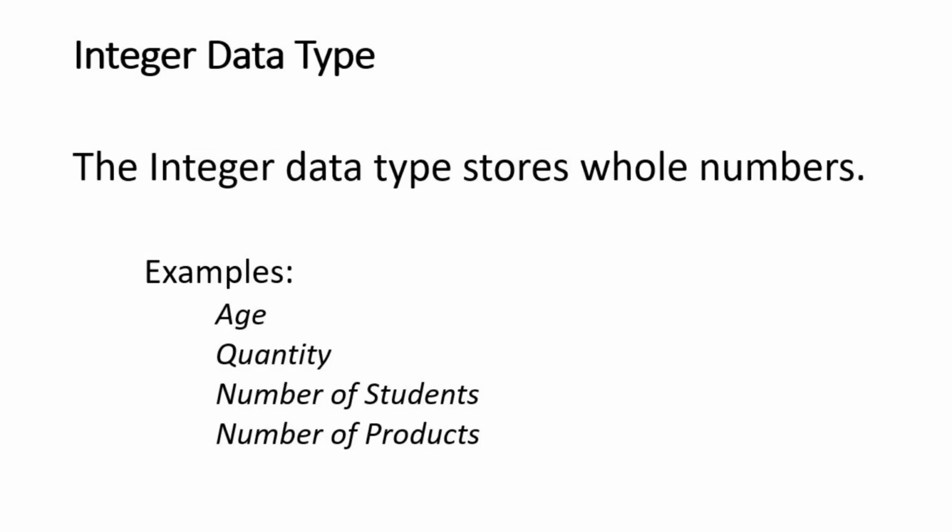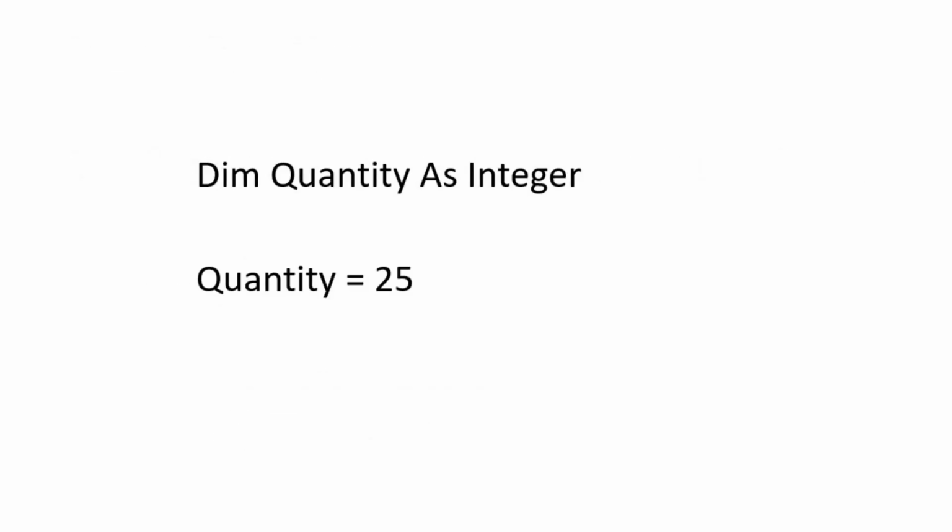The Integer data type. The Integer data type stores whole numbers. For example, age, quantity, number of students, number of products. When we want to use the Integer data type in VBA, we say Dim quantity As Integer, set quantity as a whole number, in this case 25. This works perfectly because 25 is a whole number. However, there is something important beginners should know. Integers have limits. It can only store relatively small numbers. For modern applications, many developers prefer using Long instead, and we will discuss that shortly.